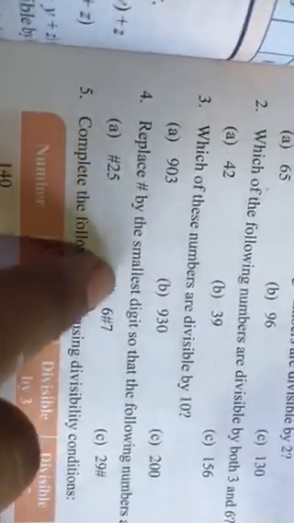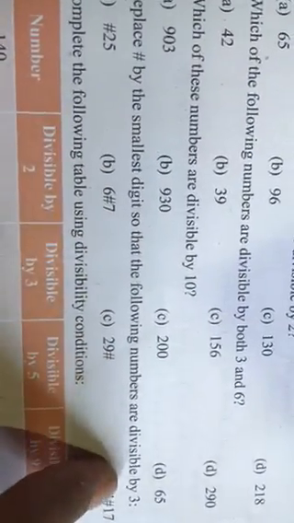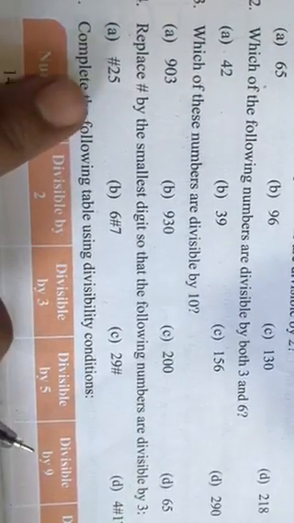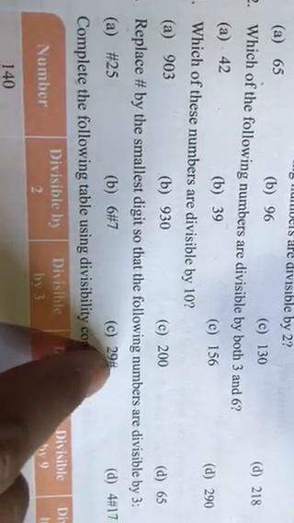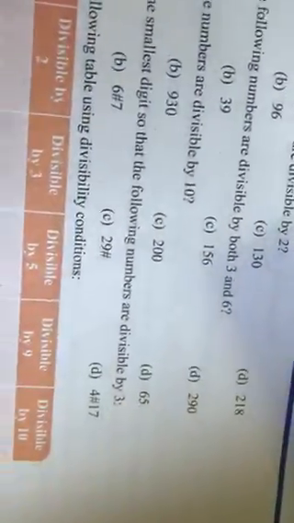But in question number 4, replace hashtag by smallest digit so that the following numbers are divisible by 3. In the first part, star 25, 6 has 25, 6 has 7, 29 has, and 4 ones has 7. And the B part of question number 4 is 6 hashtag 7, right? And you have to check the divisibility of 3. You very well know what is the divisibility of 3. If the sum of digits is divisible by 3, that means the given number must be divisible by 3, right?